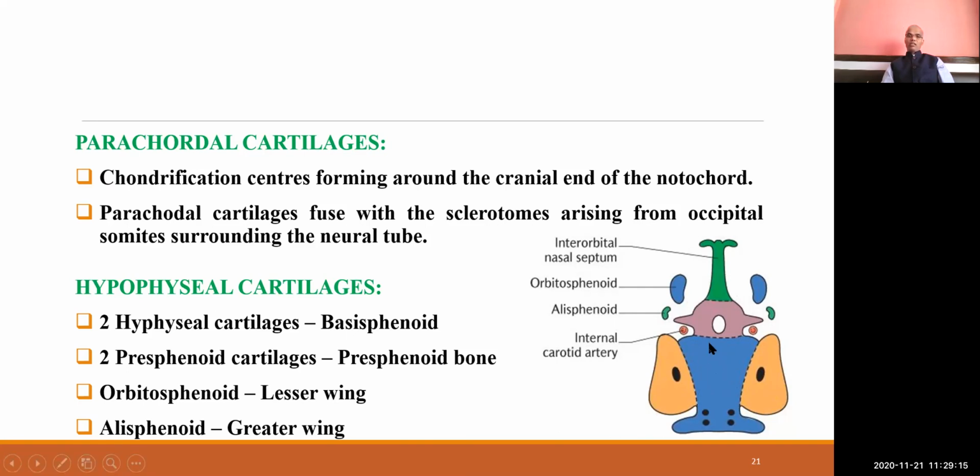This paracaudal cartilage fuses with the hypophyseal cartilage. And 2 hypophyseal cartilages form the base sphenoid. 2 pre-sphenoid cartilages form the pre-sphenoid bone. And orbitosphenoid forms the lesser wing of sphenoid bone, and alisphenoid forms the greater wing of sphenoid bone.